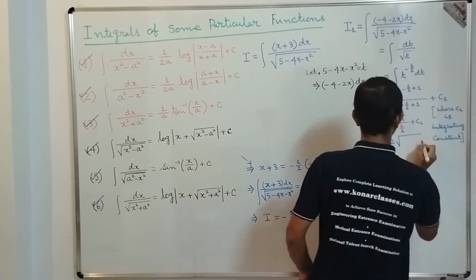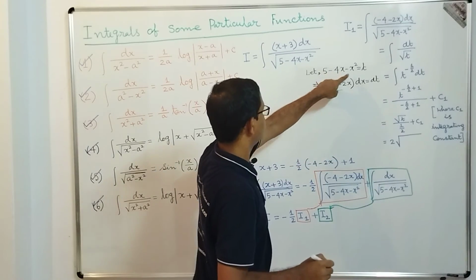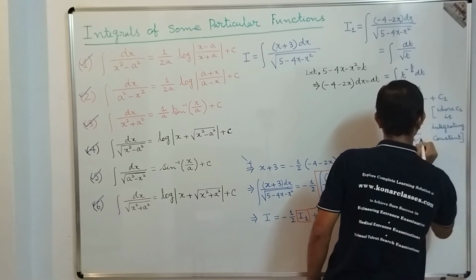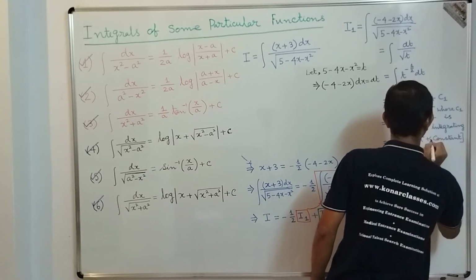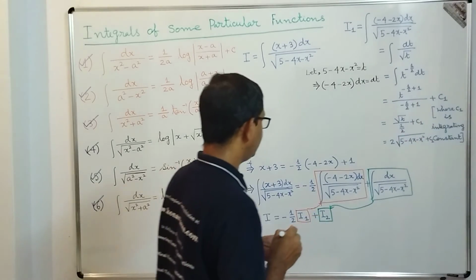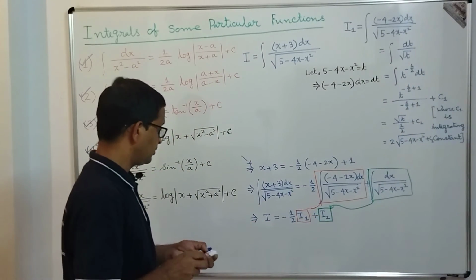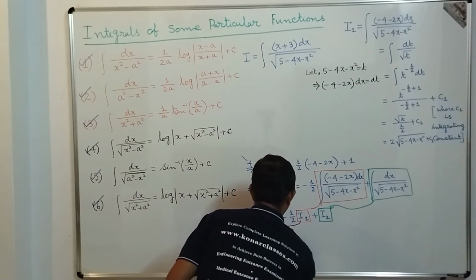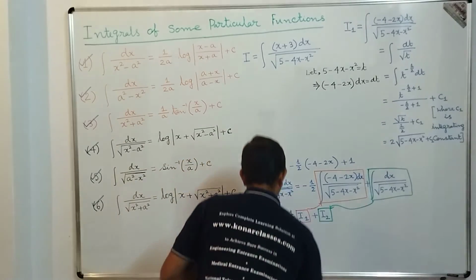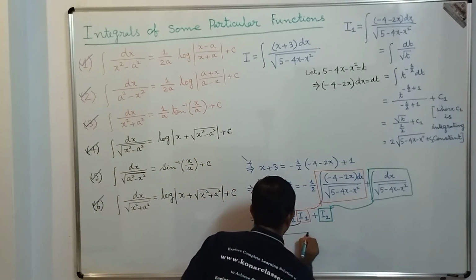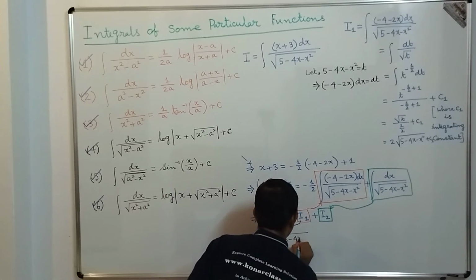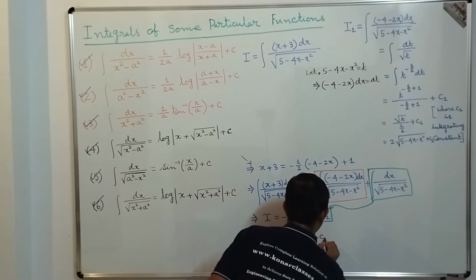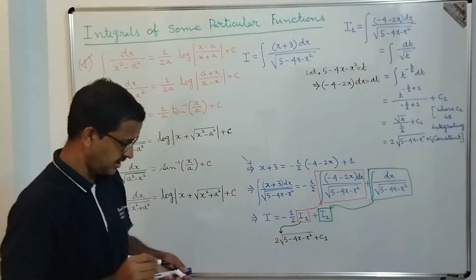So let's apply the value of t. t is equal to 5 minus 4x minus x square. So 5 minus 4x minus x square, plus C1. So this is the value of the integration I1. So what value of I1 did we find, dear students? We found the value of I1 as 2 into square root of 5 minus 4x minus x square plus C1. That is the value of the integration I1.